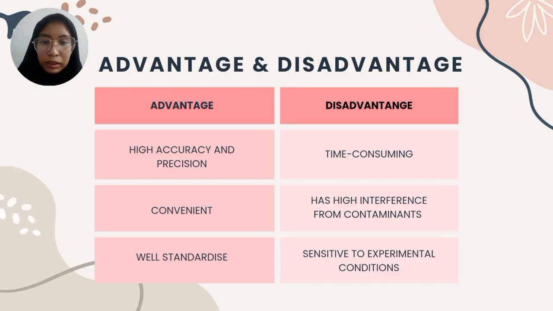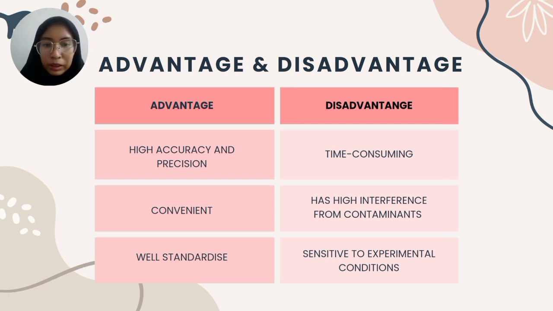Here, we are discussing the advantages and disadvantages of gravimetric analysis. Gravimetric analysis has high accuracy and precision as it provides precise measurement with the right method. Other than that, it is very convenient because it is easy to use and doesn't require any complicated instrument. Lastly, this method is well standardized for all compounds, including organic compounds such as lactose in milk products.